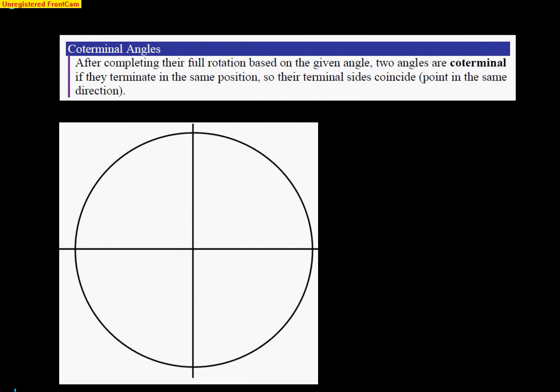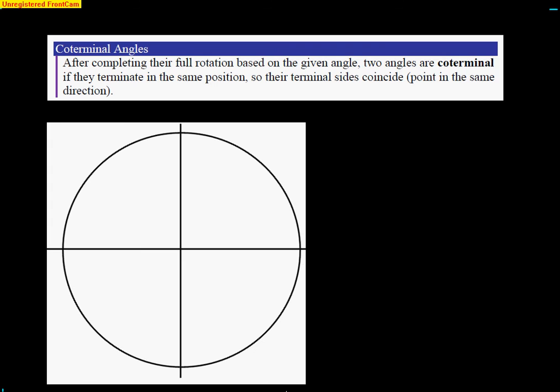So let's write down that definition. After completing their full rotations based on the given angle, two angles are considered coterminal if they terminate in the same position. So their terminal sides coincide. So again, I'm going to draw you a quick example here. Remember, we always start at that vertex at 0, 0. Here's my initial side, and I'm going to draw this angle right here, and I'm going to call that a positive angle, beta.